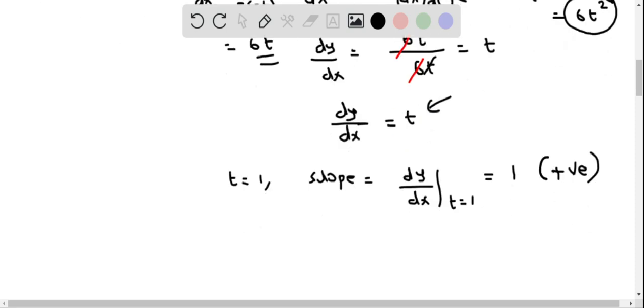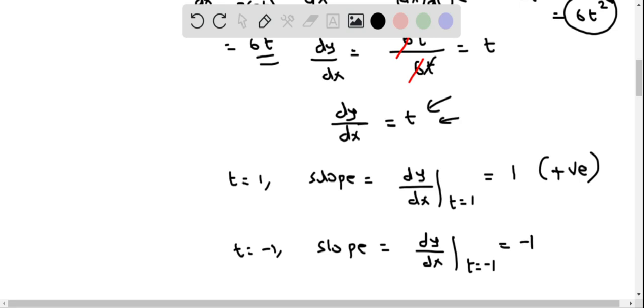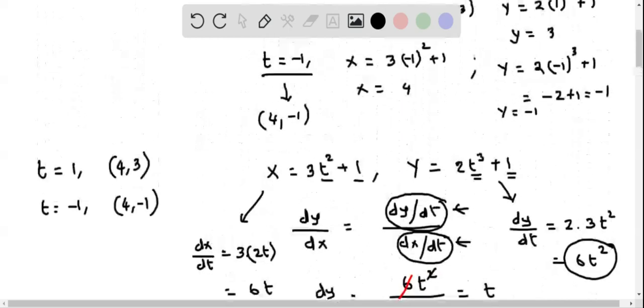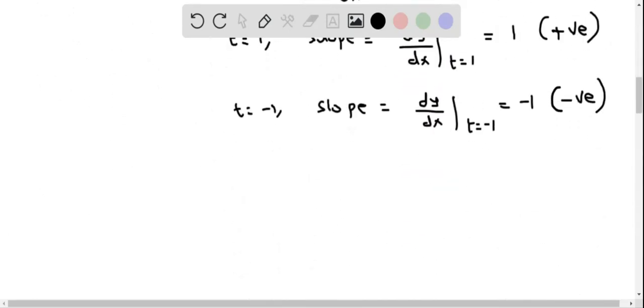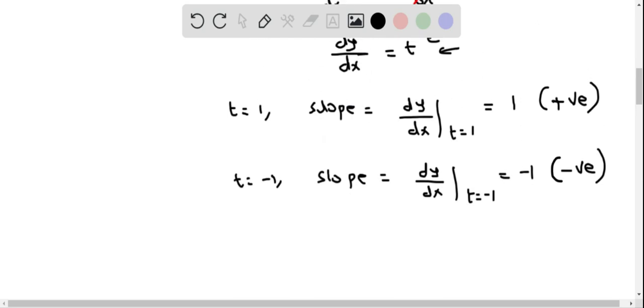And now let's substitute t equals -1. We get the slope, and this equals dy by dx when t equals -1. And this equals, we replace this t by -1, so it is -1. So we found that the slope is negative when t equal to -1. And so thus we have determined that we need the point as well as the slope so that we can find the equation of the tangent lines.